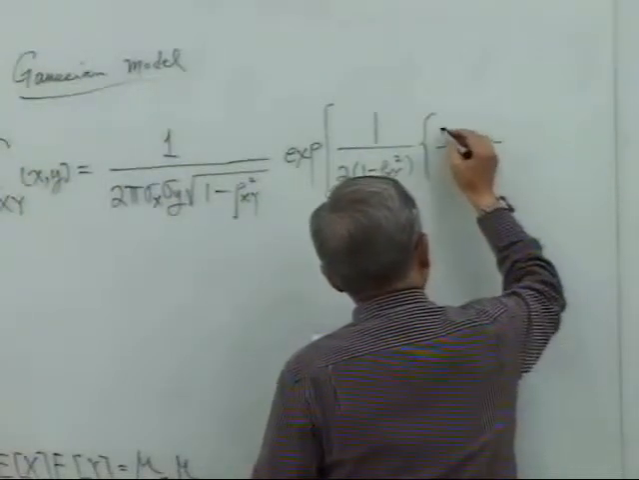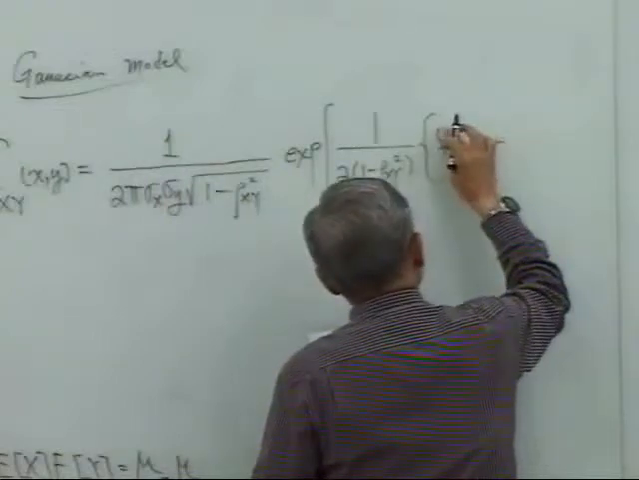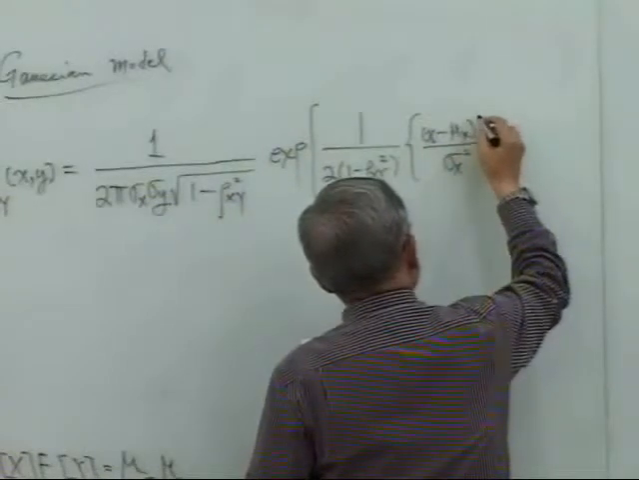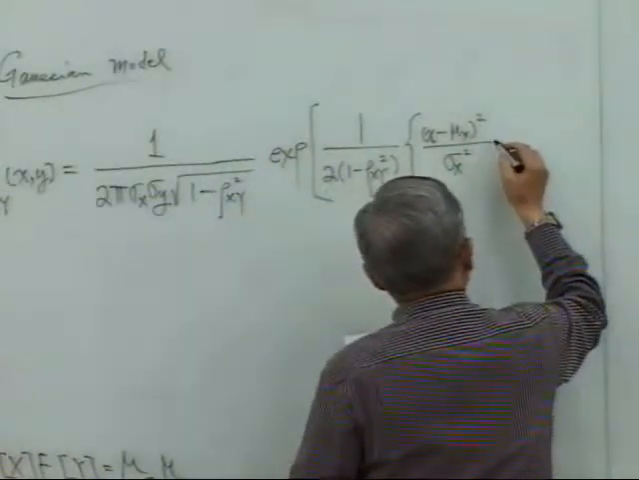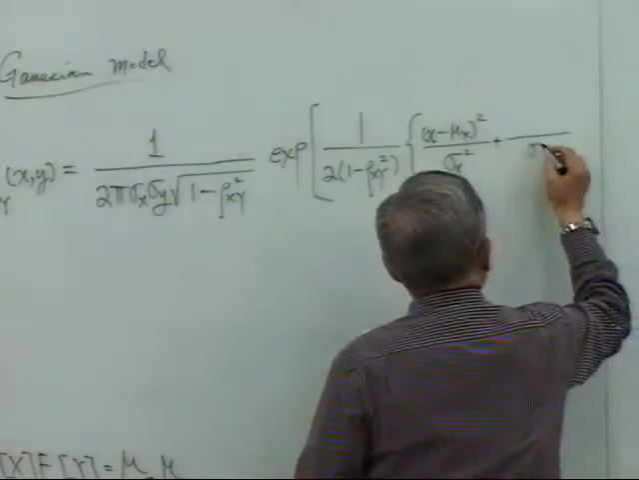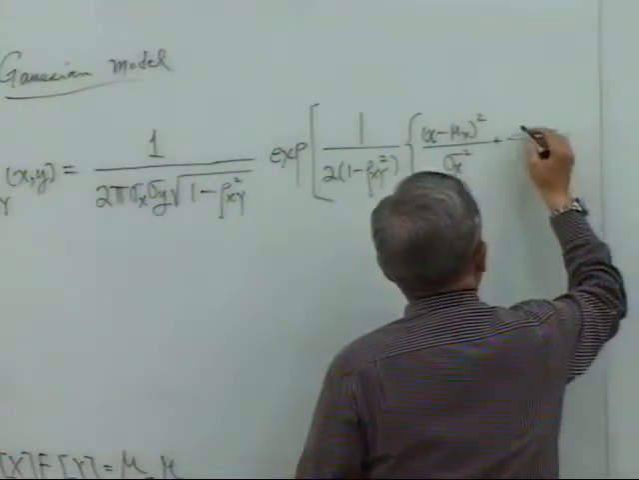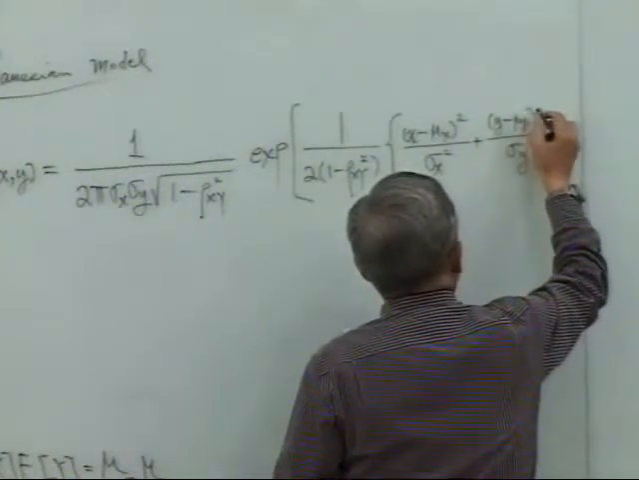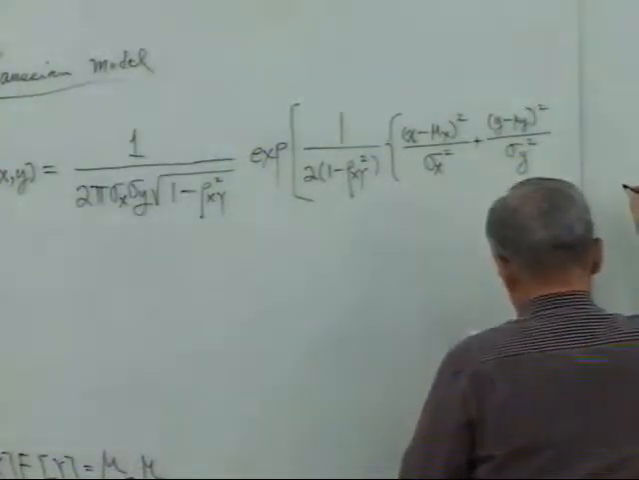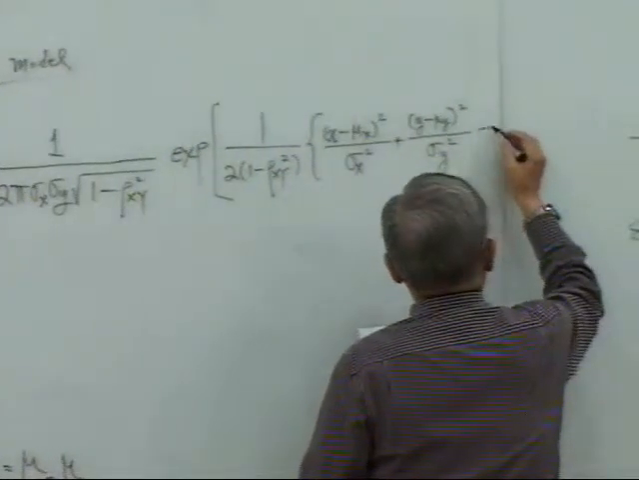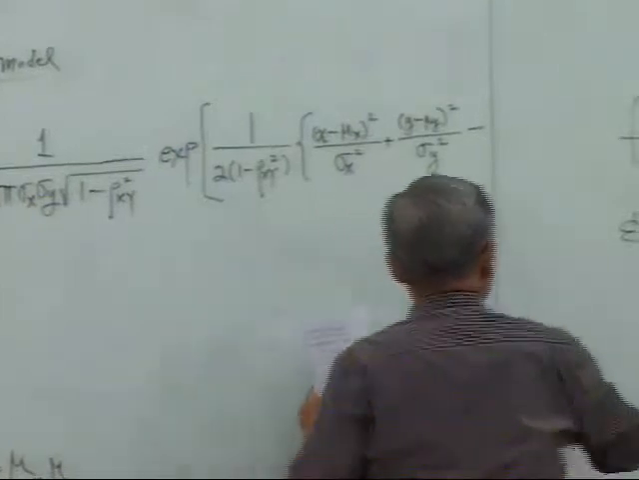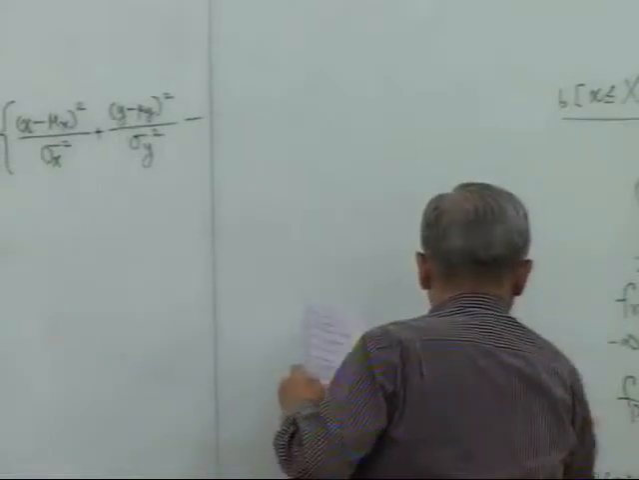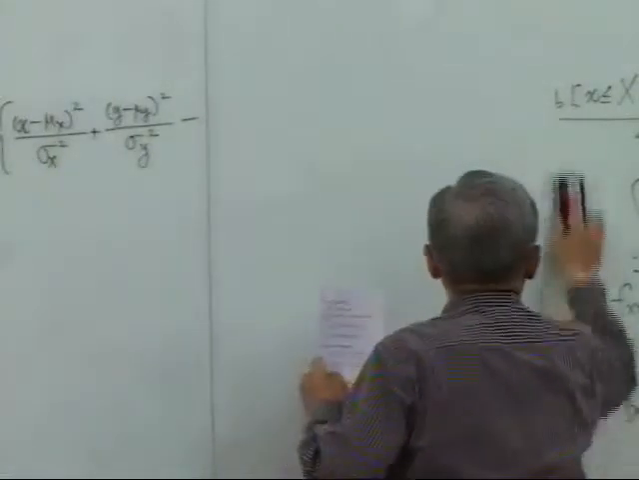Sigma x squared, 1 minus, x minus mu x squared, plus sigma y squared, y minus mu y squared. One more term, and that's about all you will write once in your life, and you will use it when you solve the problems. Problem set.